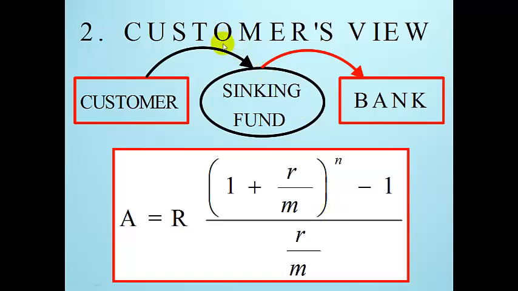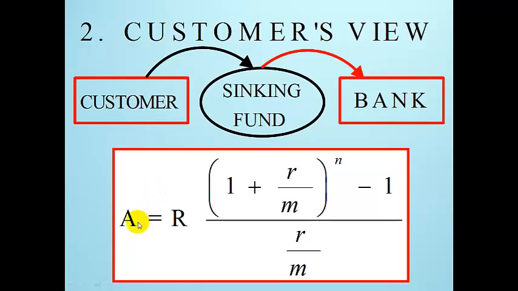Now let's consider the customer's view. The customer can also decide that instead of paying the bank on equal monthly basis, he can create a sinking fund in which he can pay his equal monthly payments, that at the end of the 4 years, he takes all the money in the sinking fund and goes to the bank to pay. That is the customer's point of view.